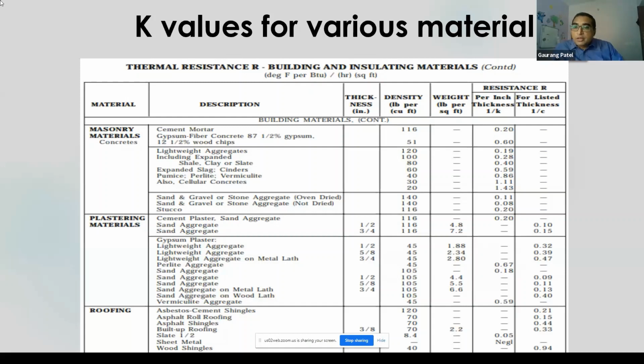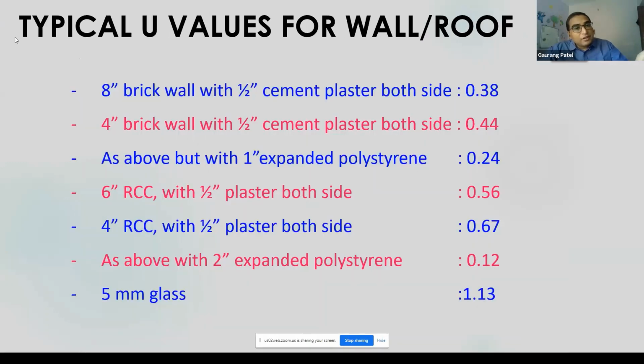For some of the materials you will get the resistance directly also. Then you need to take out the details for the various materials from these tables, and then you can calculate the U value for the given room. These are the U values calculated for some of the frequently used standard materials: 8-inch brick wall, 4-inch brick wall, 6-inch RCC or 4-inch RCC. These are the standard figures, and when we are working regularly in the field, these figures are always at hand.